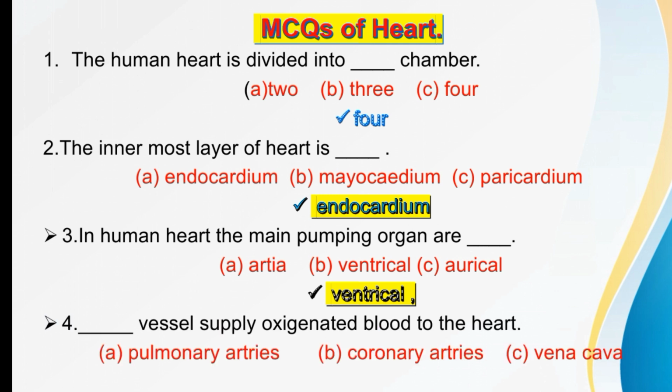Dash vessels supply oxygenated blood to the heart: pulmonary arteries, coronary arteries, or vena cava. So oxygenated blood is supplied to the heart by coronary arteries. The right option is B.